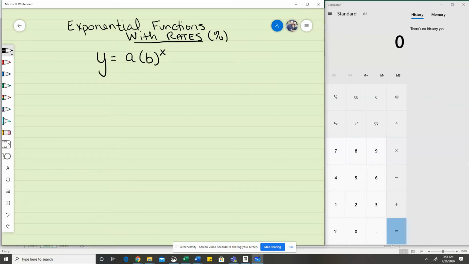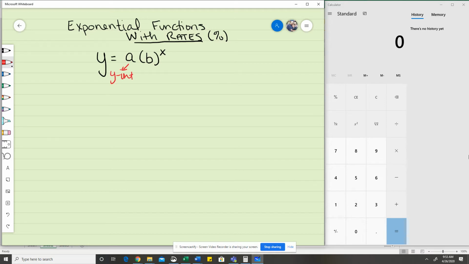Hi guys, today we're going to talk about exponential functions with rates or percentages. Okay, now an exponential function is written as y equals a times b to the x power. Now your a is always going to be your y-intercept. That's going to be your start value.